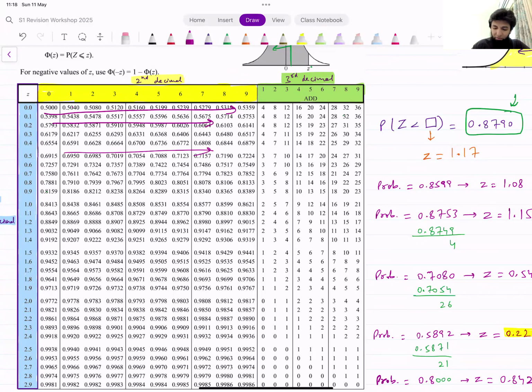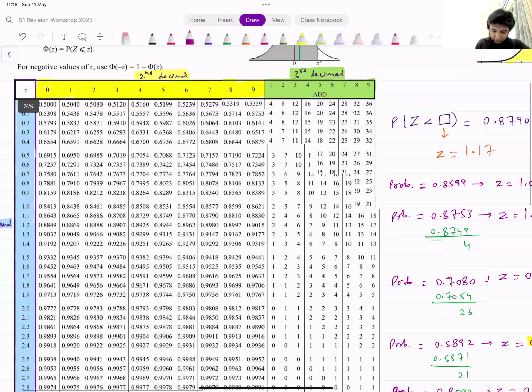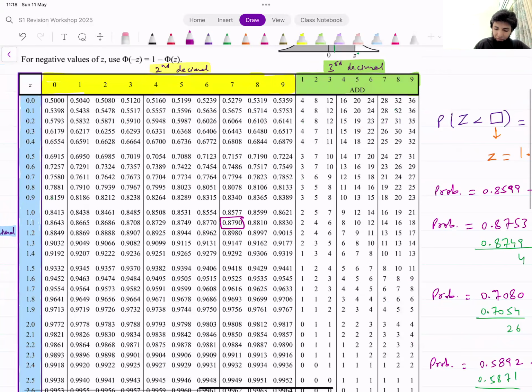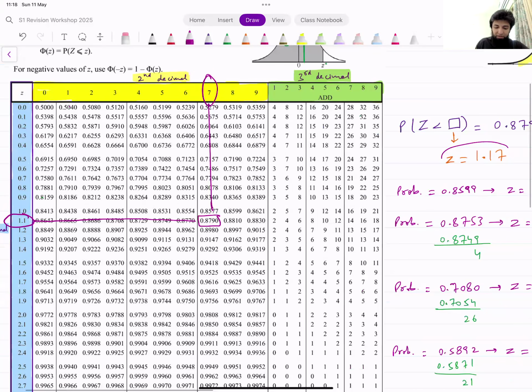Let's search for 0.8790. You keep going to the right. 8790, 8790. This is the value. Corresponding to this, what's the z value? It's 1.1 here and 7 here. You say the z value is 1.17, and you write that there. So that's how you read the table in the reverse direction. You have the probability given, and you have to find the z value.